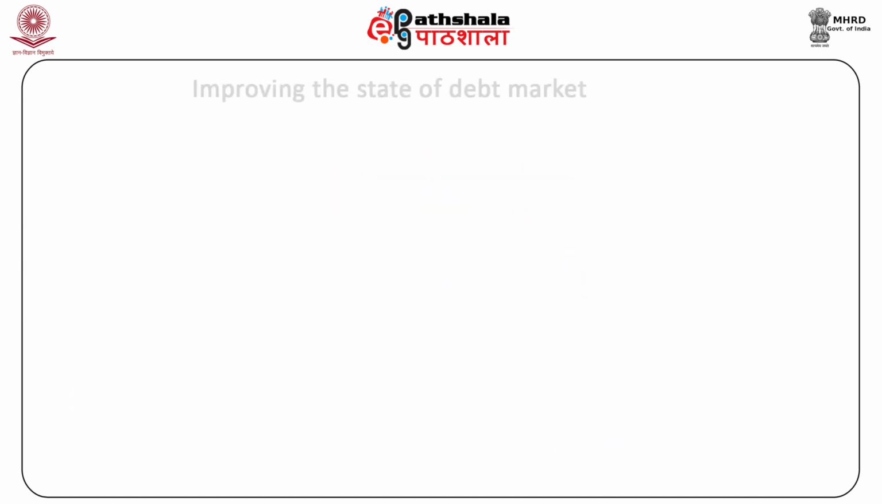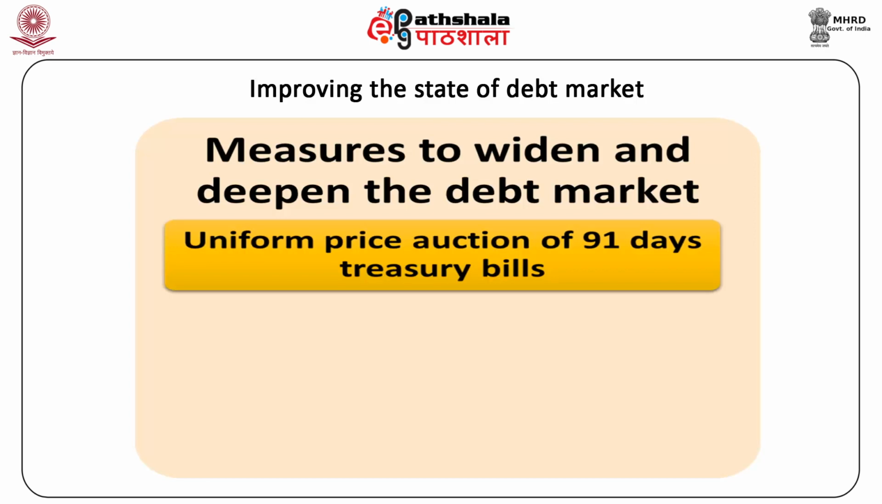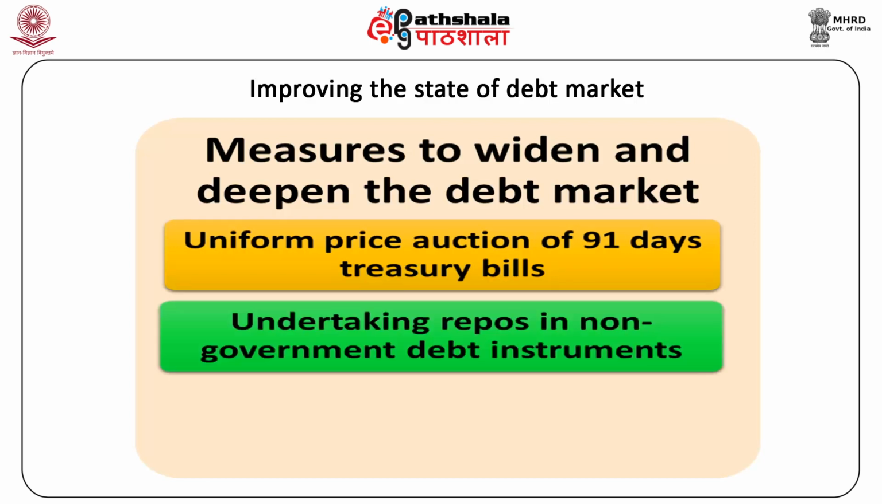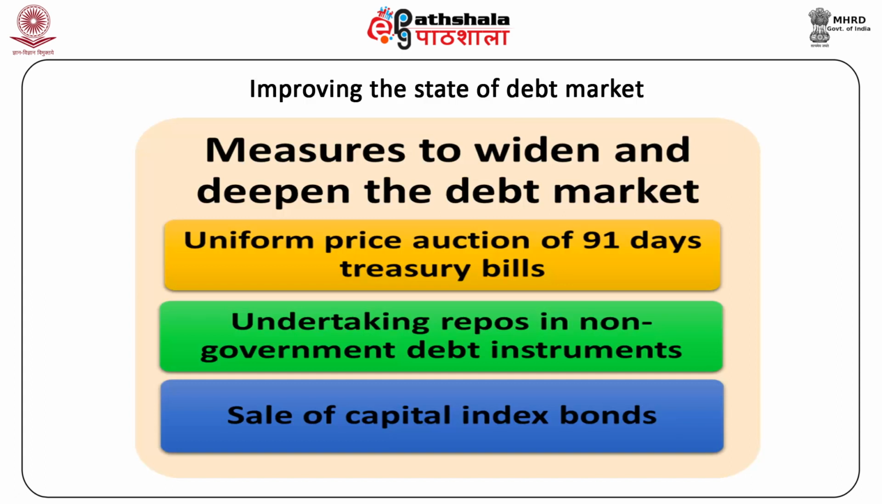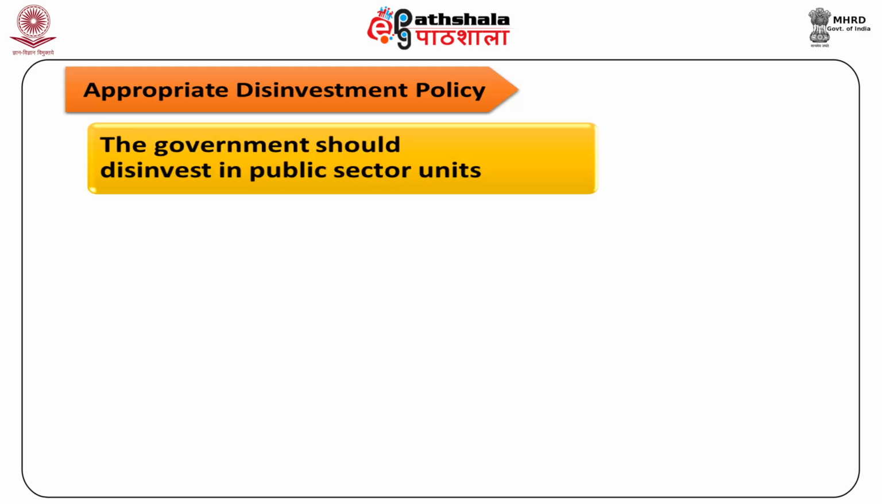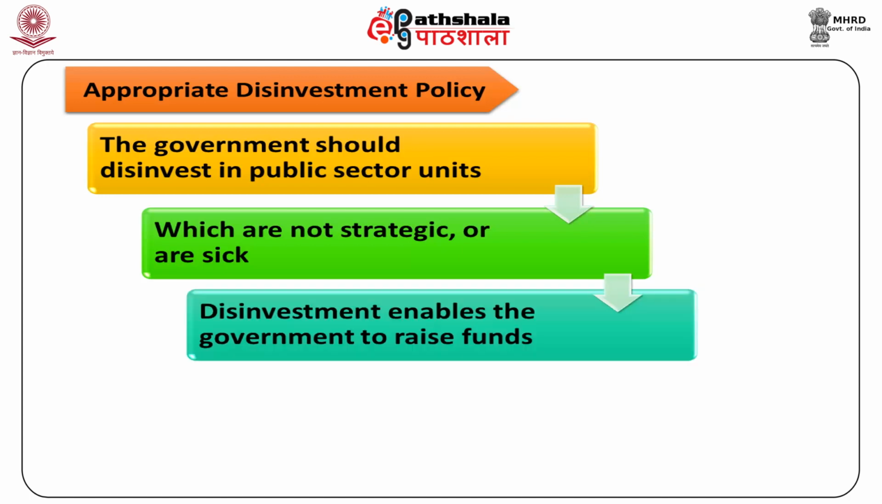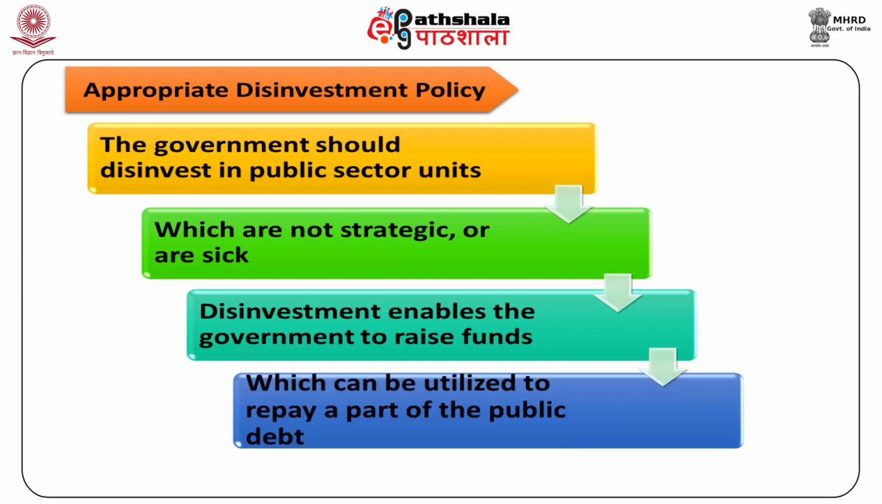Improving the state of debt market. Since 1997, the RBI has taken various measures to widen and deepen the debt market in India. These measures include uniform price auction of 91 days treasury bills, undertaking repos in non-government debt instruments, sale of capital index bonds, etc. Appropriate disinvestment policy. The government should disinvest in public sector units which are not strategic or are sick. Disinvestment enables the government to raise funds which can then be utilized to repay a part of the public debt.